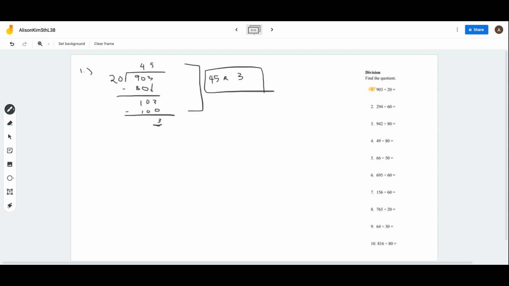If the last number is equal to 0, then you don't need to put a remainder at all.